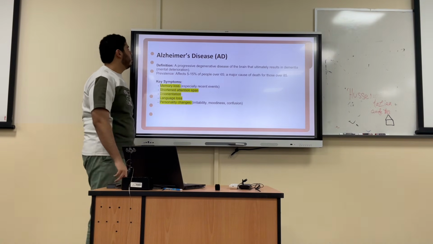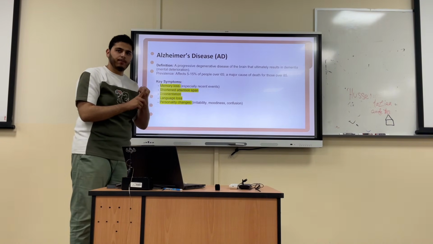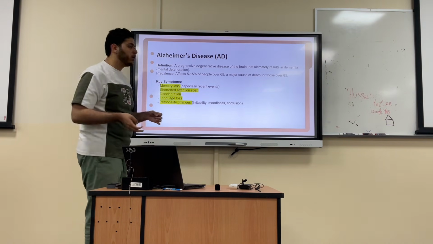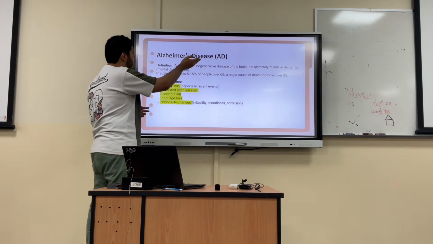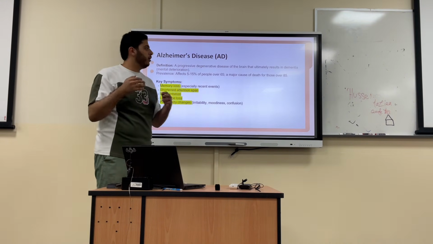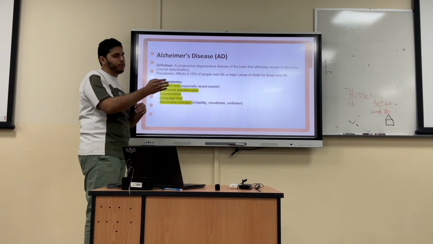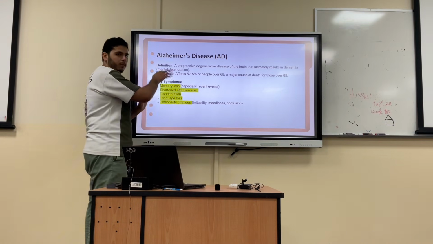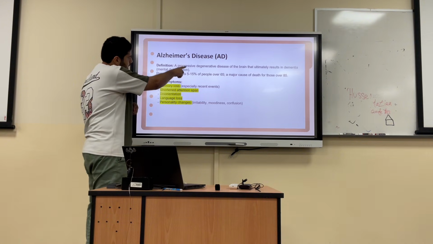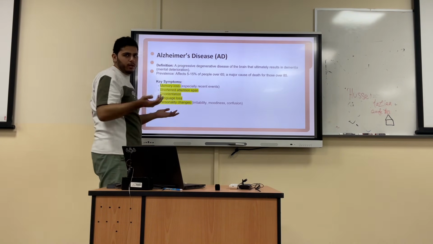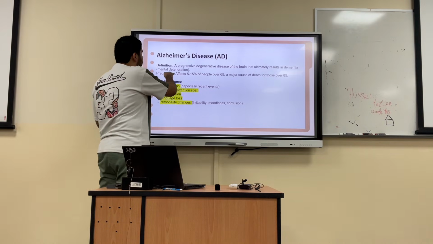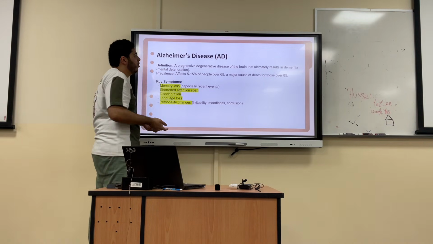Now we have the last three diseases: Alzheimer, Parkinson, and Huntington, the brothers. Okay? Let's start with Alzheimer. Alzheimer disease is a progressive degenerative disease of the brain that ultimately results in dementia. It can come to anyone, but it's a disease, of course. It affects 5 to 15% of people over 65.